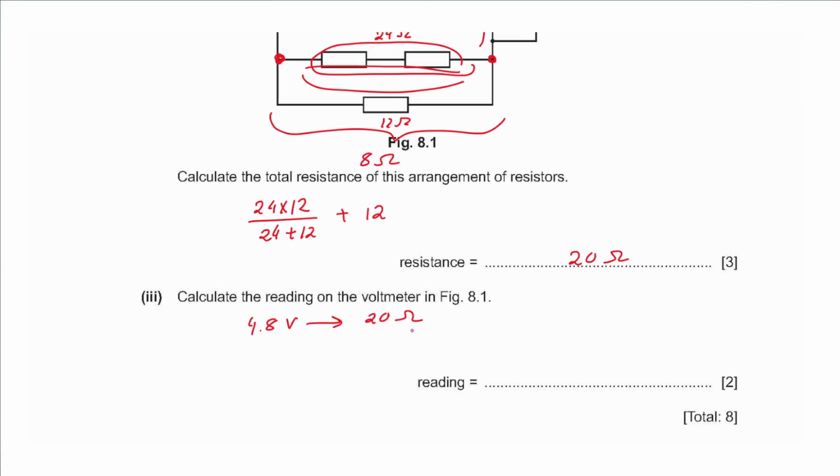And in series, we can say that the voltage is proportional to the resistance, so we can perform cross multiplication on this. So what voltage goes to the 12 ohm resistor only? We multiply 4.8 by 12 and then we divide by 20. We get a total voltage of 2.88 volts or 2.9 volts across the 12 ohm resistor.